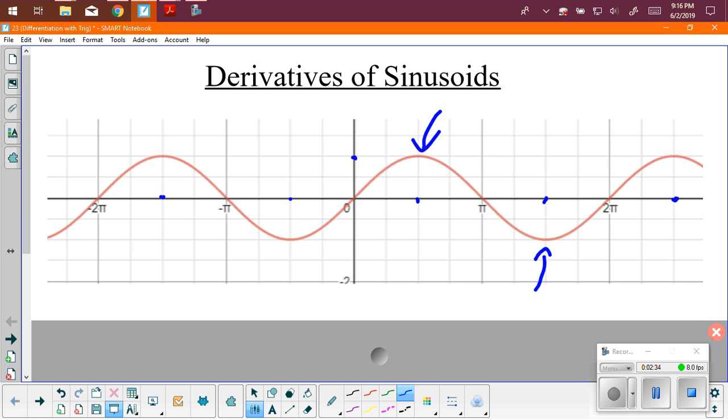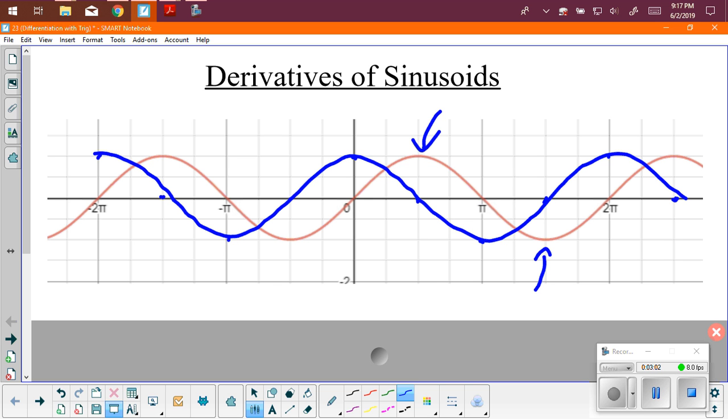Over here at pi, going the opposite direction, this one looks like it's about -1. It's probably my biggest slope. So here I would have -1. At 2 pi, it's going up again, so I'd have +1. Back here at -pi, I would have -1, and then +1. So if I start connecting the dots, this looks kind of familiar. It would appear that the derivative of sine is cosine, and we end up with the same kind of wave pattern. Derivative of a trig function is a different trig function.